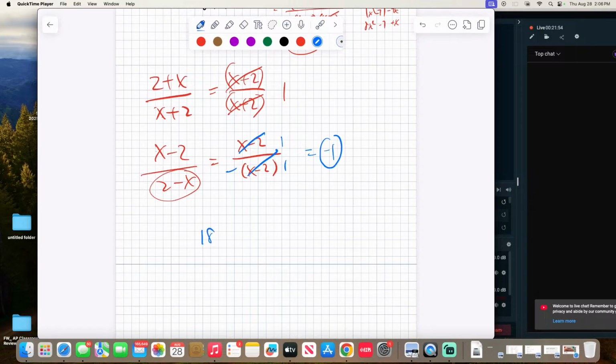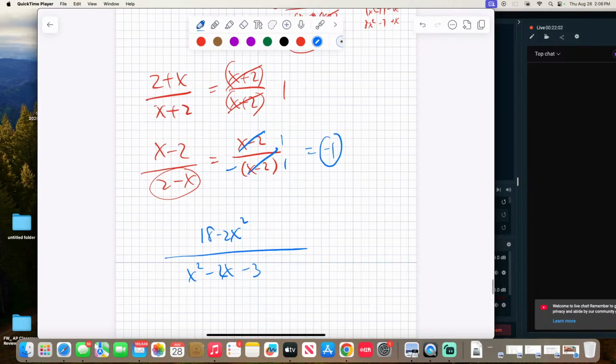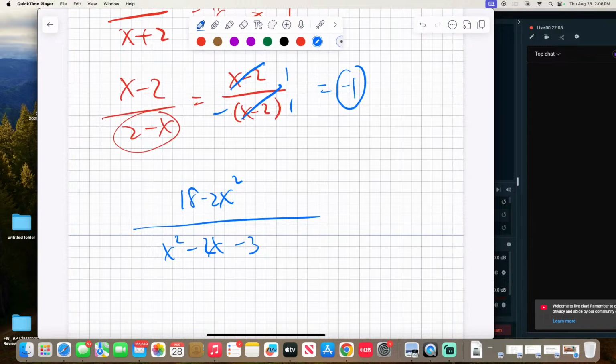So you're going to do this one. This one's squared, sorry. This is 18 minus 9x squared over x squared minus 2x minus 3. The first thing you're factoring, always GCF. If you see a GCF, factor it out. If you see you can factor more, you do more.